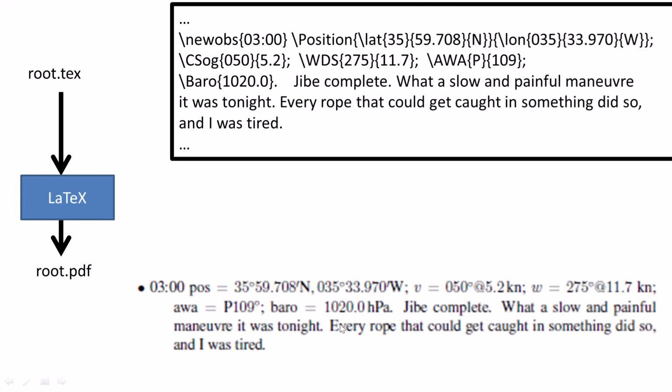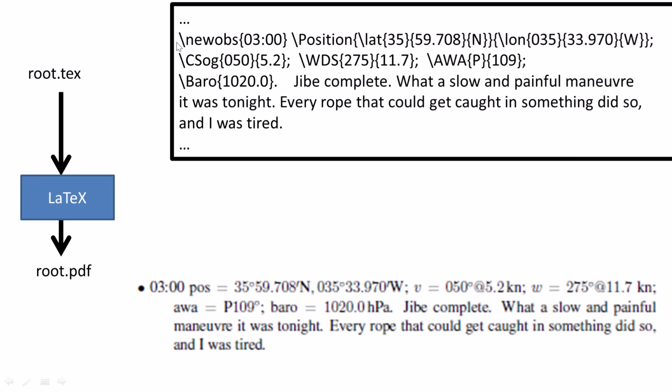Here's another example. We see what comes out of it. It's an observation, the observation at 3 o'clock in the morning, where position is something long and complicated. There's a boat velocity and a wind vector, apparent wind angle and barometer, and then some text, the comment here. How did I enter that?